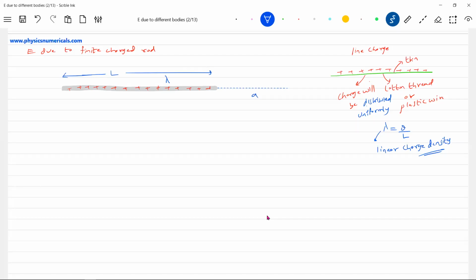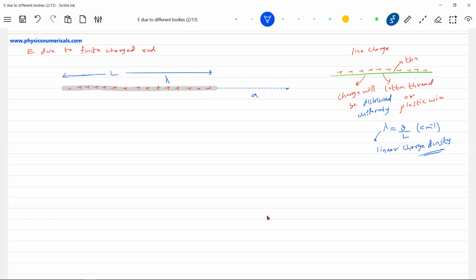Linear mass density you come across in several chapters like center of mass, moment of inertia, and gravitation. Here, instead of linear mass density, we have linear charge density. What will be the unit for this? Coulomb per meter. Have this much of an idea. Such a line charge is what I have considered, of length L. The linear charge density of this is lambda. It is positively charged.